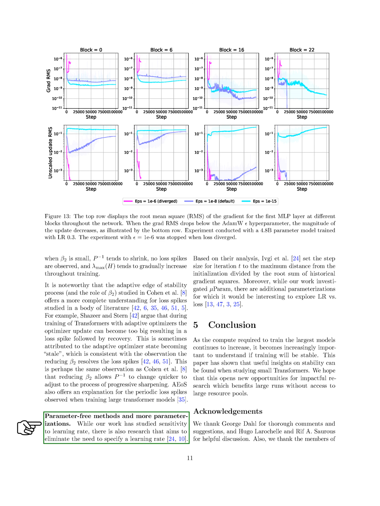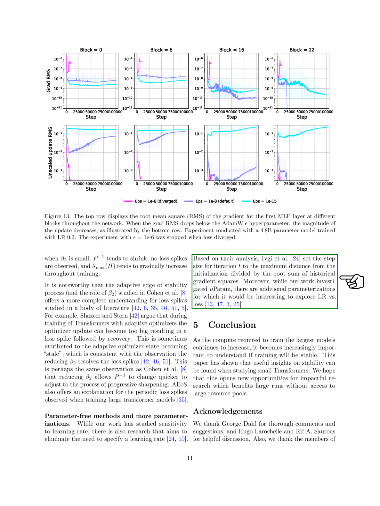While our work has studied sensitivity to learning rate, there is also research that aims to eliminate the need to specify a learning rate. Based on their analysis, some researchers set the step size for iteration to the maximum distance from the initialization divided by the root sum of historical gradient squares. Moreover, while our work investigated a certain parameter, there are additional parametrizations for which it would be interesting to explore the relationship between learning rate and loss.